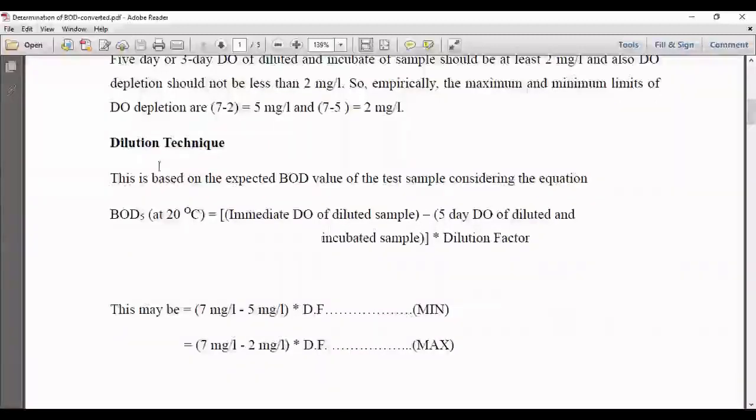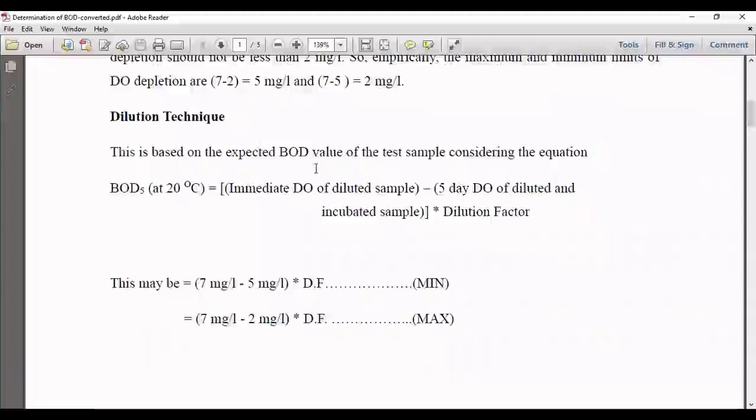So now, the dilution technique that we are going to adopt, I already discussed. The dilution technique will help us to avoid getting 0 mg per liter as the DO value for the final DO. This is based on the expected BOD value of the test sample, considering the equation.